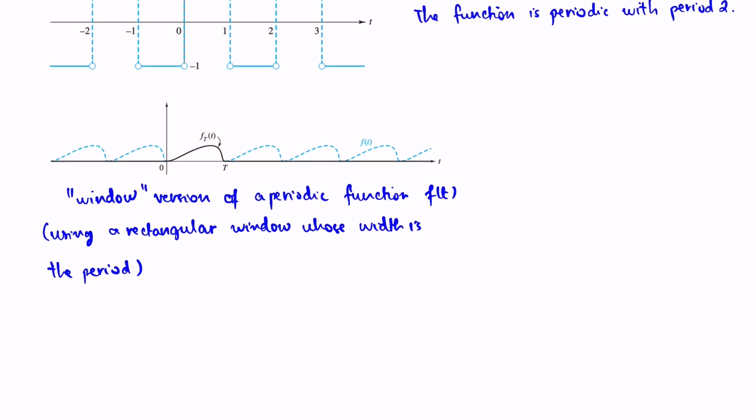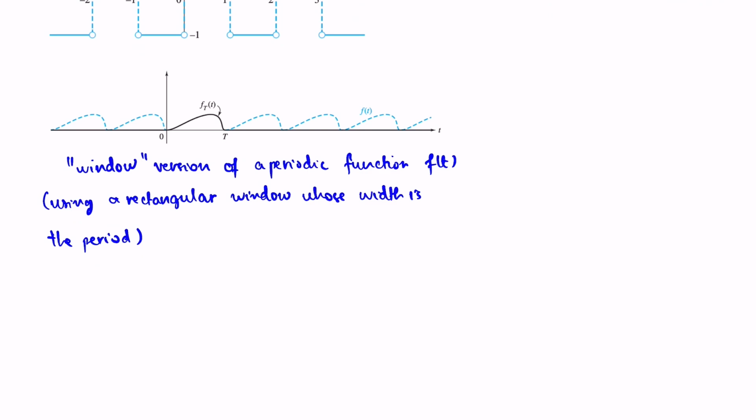All right, so how can you get the window version of periodic functions? The window version is f sub T of t, and is equal to the periodic function times u sub 0 comma capital T of t. So we just want to look at the window version of the periodic function, and the window function has width from 0 to capital T. So that's why you apply this window function of the form u sub 0 comma T of t.